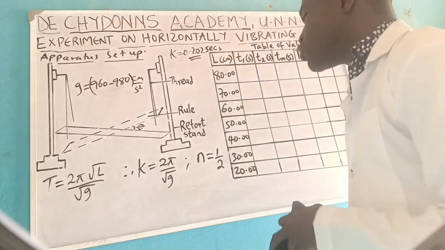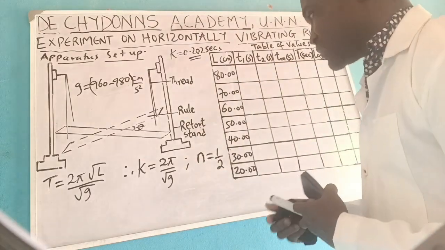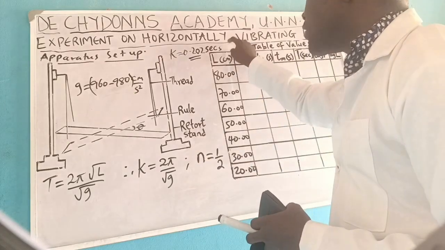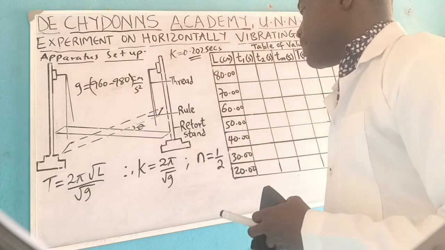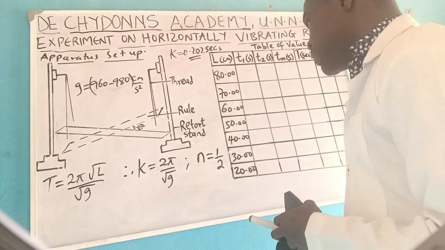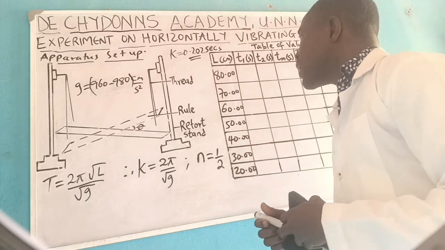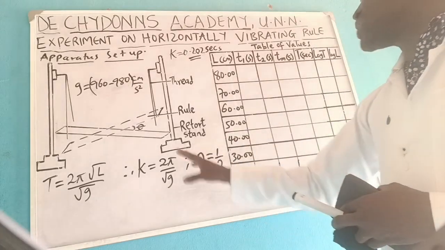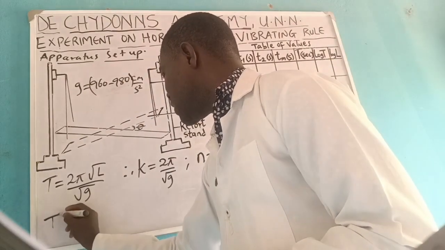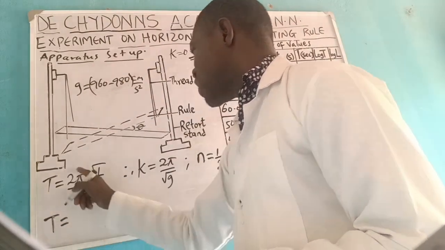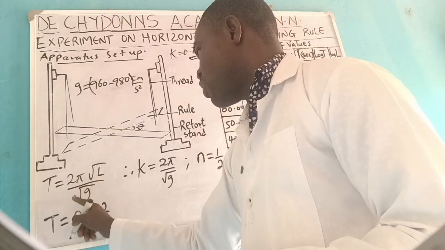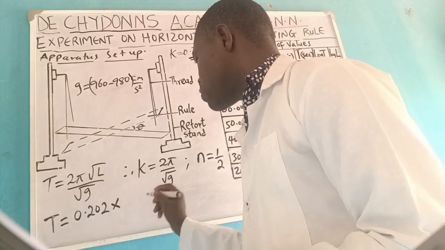Unit of k should be in seconds. Yes, because after the calculations are done, it will leave you in seconds. Okay, so 1 over 2 will have no unit, so to speak. It has no unit. Then, after you have achieved your k, the implication is that you should just come and say T equals, instead of writing k, 0.202, which is 2 pi over root g, times what?